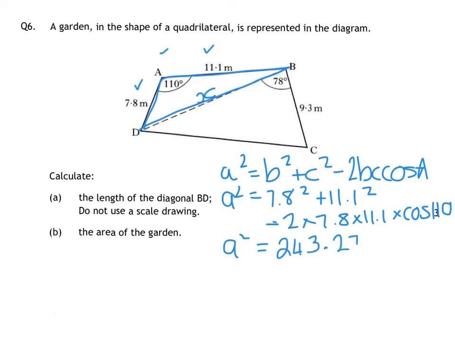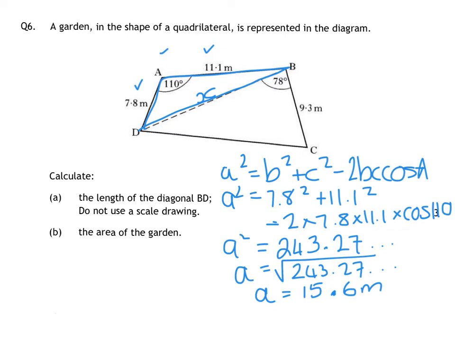243.27. Now remember, that's what a squared was. We still have to square root the number. Now I'm not rounding it, I'm just leaving the full thing on my calculator. So normally I would write the 3 dots, square root and get your answer. And it gives us 15.59. I'm going to round it to 15.6, so it'll go to 15.6 anyway. So that is the length of B to D.